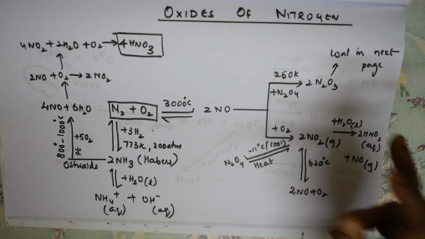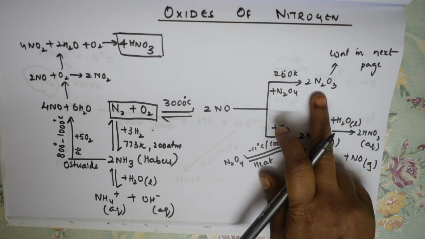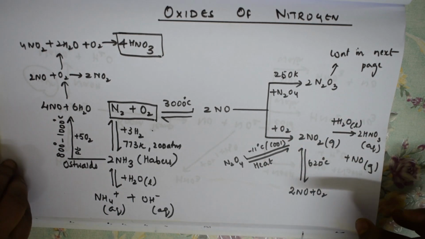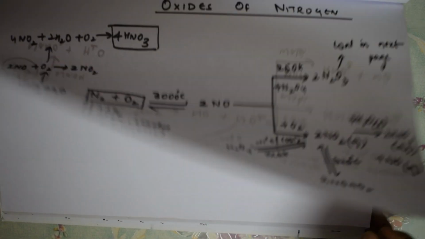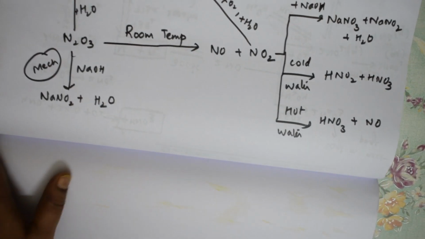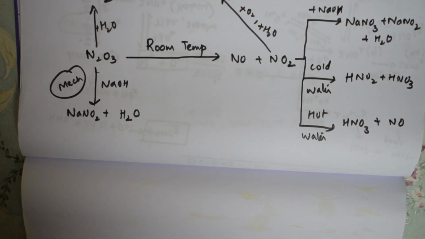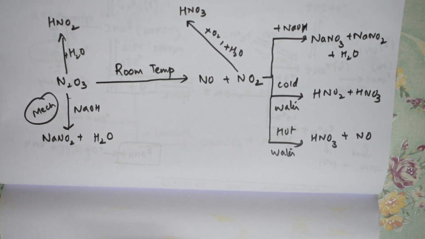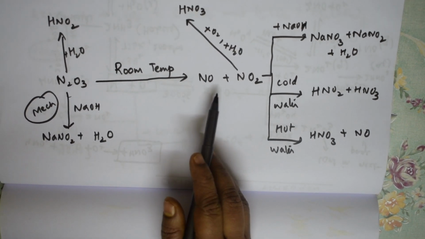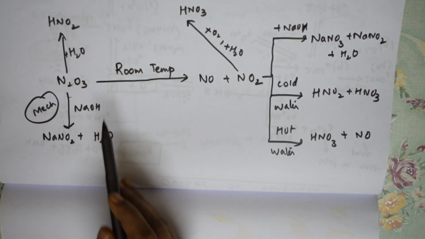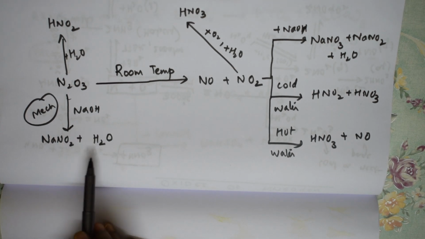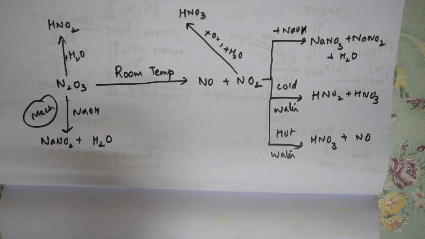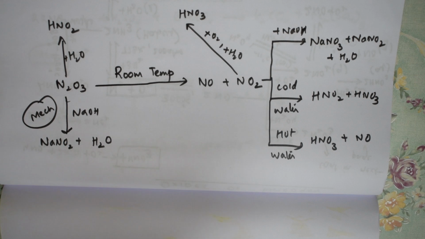Right. Now from here, let us see the continuation of this. If I take further N2O3, what are the possibilities? Just check, I have written here. For N2O3, I have three things. I can explain it to you in three different forms: nitrogen trioxide at room temperature, what happens? When you add water, what happens? When you add sodium hydroxide, what happens? I have the mechanisms for everything. I'll explain in the next video.